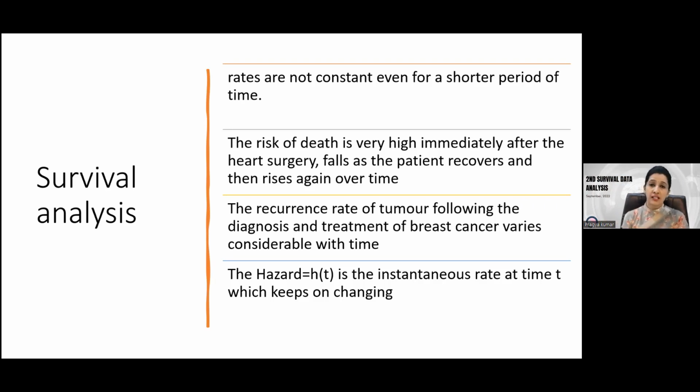So you all agree that the rate is not constant in any period. And that's how we always define the instantaneous hazard or instantaneous rate, which is the rate at that particular point of time, and it is changing. So that's why it is always expressed as a function of T. Whenever we write H as a function of T, that says that it is an instantaneous rate at time T, which keeps on changing. So that risk is not the same all the time.